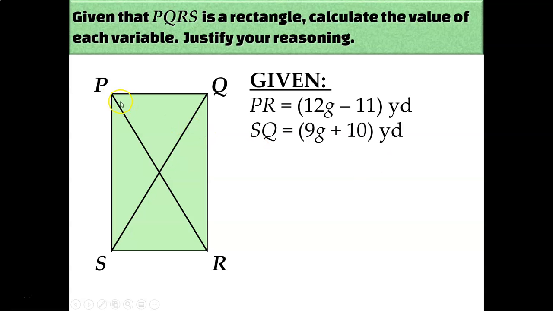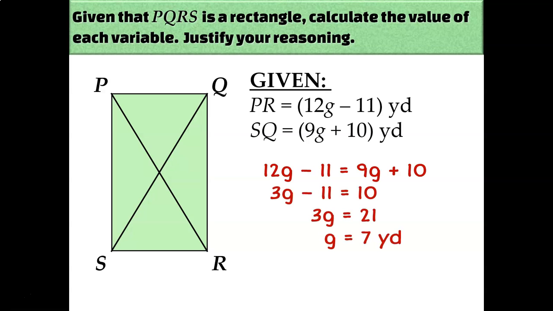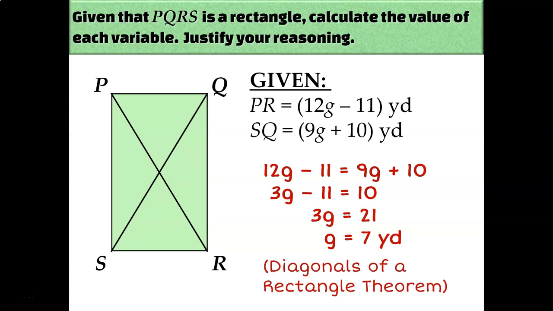For our next problem, we're given that one of the diagonals is equal to 12g minus 11, and the other diagonal is equal to 9g plus 10. And since this is a rectangle, I can set those 2 variable expressions equal to each other because the diagonals are equal to each other. So solve that, and I find out that G is 7 yards, and that's because of the diagonals of a rectangle theorem.